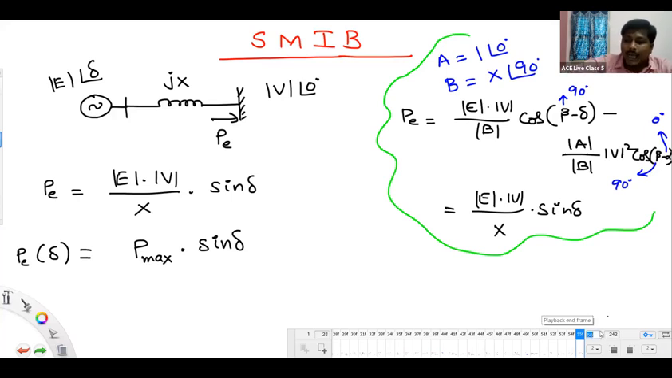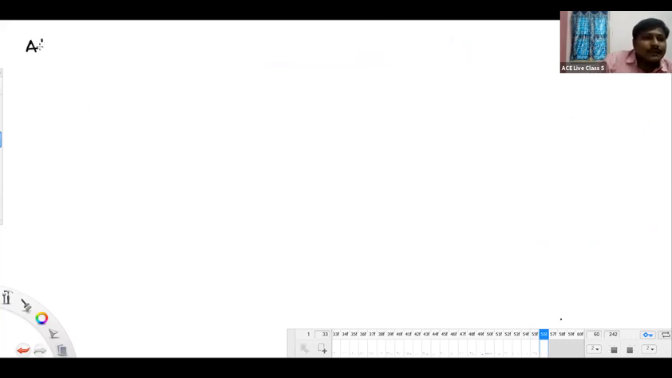At initial operating condition, take the rotor angle. Rotor angle is delta naught, right? At initial condition, rotor angle is delta naught.